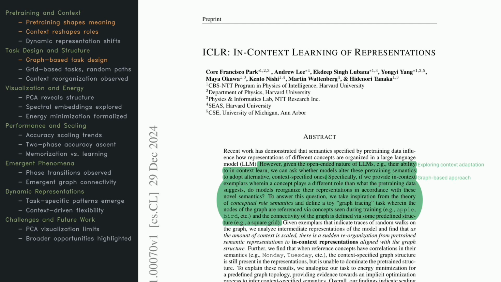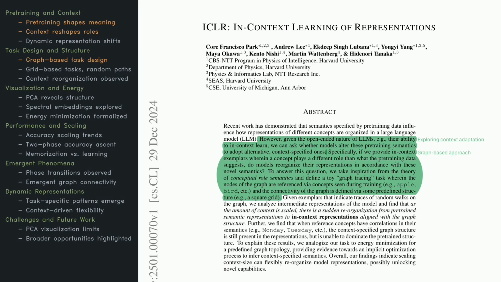Essentially, they build a graph-based task. Nodes represent concepts like apple or bird, and connections show how these concepts might interact, like placing them on a grid. Then, they vary the context in training and observe if the model reorganizes its representations. The central question is whether these models learn to track semantic roles differently when we shuffle their playground. Give that a moment to sink in before we check out the next part.